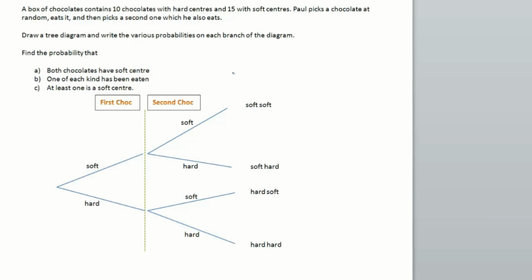So a box of chocolates with 10 chocolates with hard centres and 15 with soft. So we've got 25 chocolates and we've got 15 25ths are soft, 10 25ths are hard.